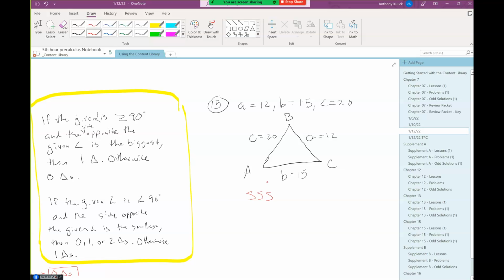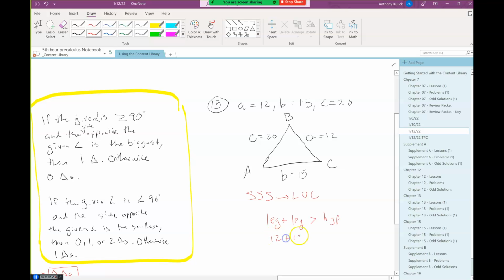Do you remember what the check is for the side, side, side situation? So we were going to use the law of cosines to do that, but before we dive into that, let's make sure this triangle is even possible. Yeah, so the sum of the two legs has to be greater than the hypotenuse. So how do I know which one's the hypotenuse, Mr. Kulik? It's the biggest one. It's the 20.